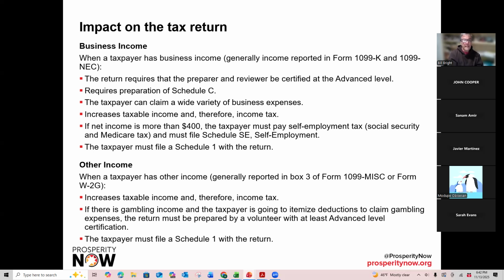Again, all of the other income is going to flow through. And it's not going to be subject to self-employment tax, but it will be subject to, no, excuse me, ordinary income tax.